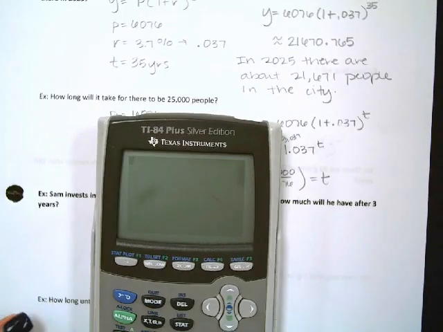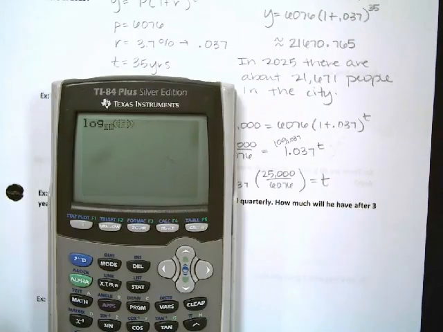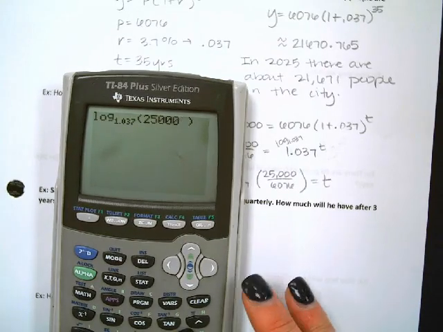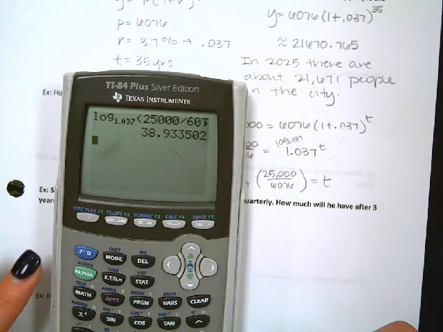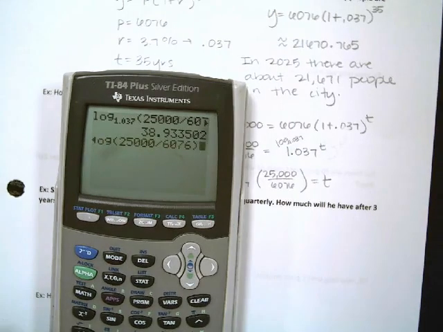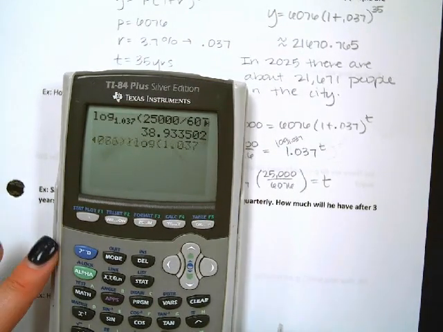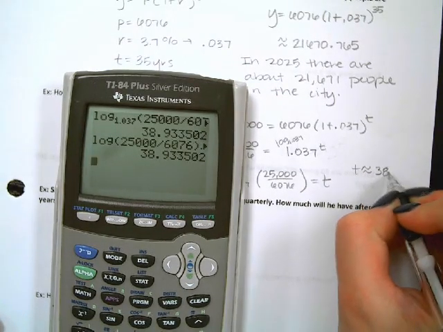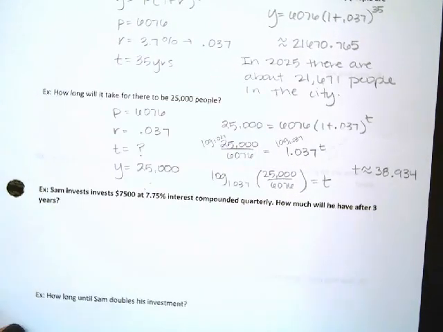Okay, so for those of us with the new calculators, we're going to say math up, 1.037, 25,000 divided by 6,076. If you have an old calculator, you're going to use the log button, 25,000 divided by 6,076 divided by log 1.037. And so t is approximately 38.934. And we are okay with a decimal number of years.